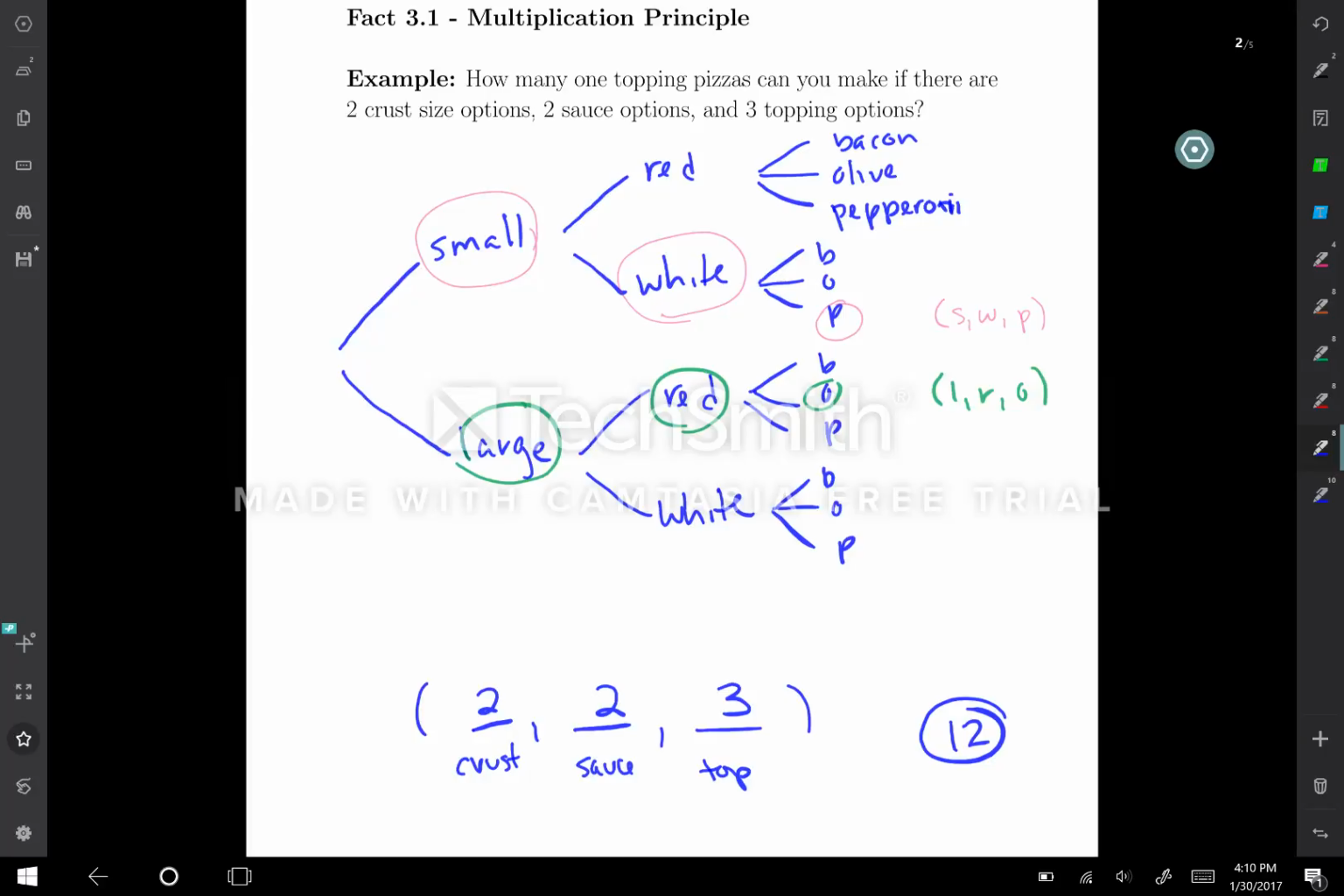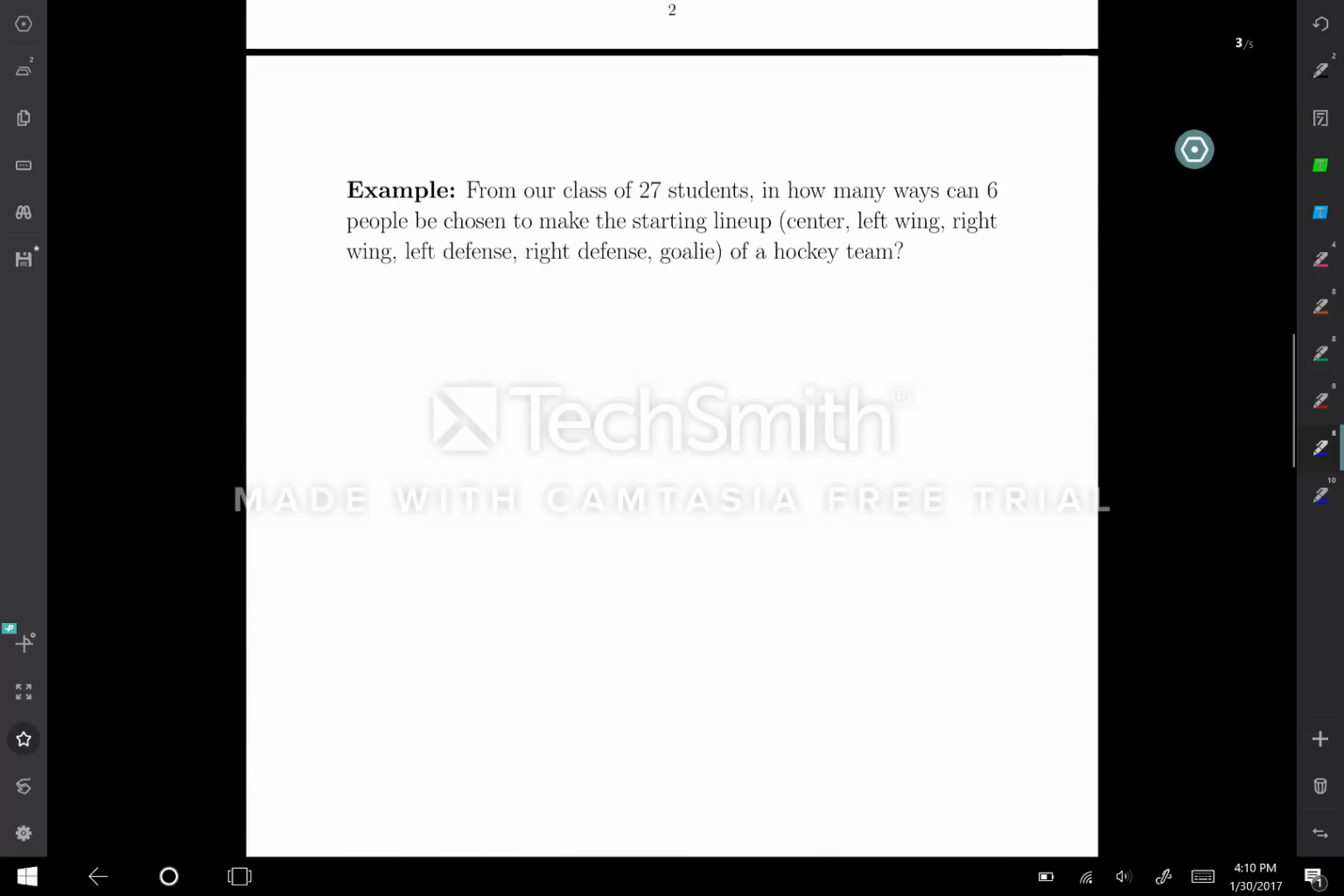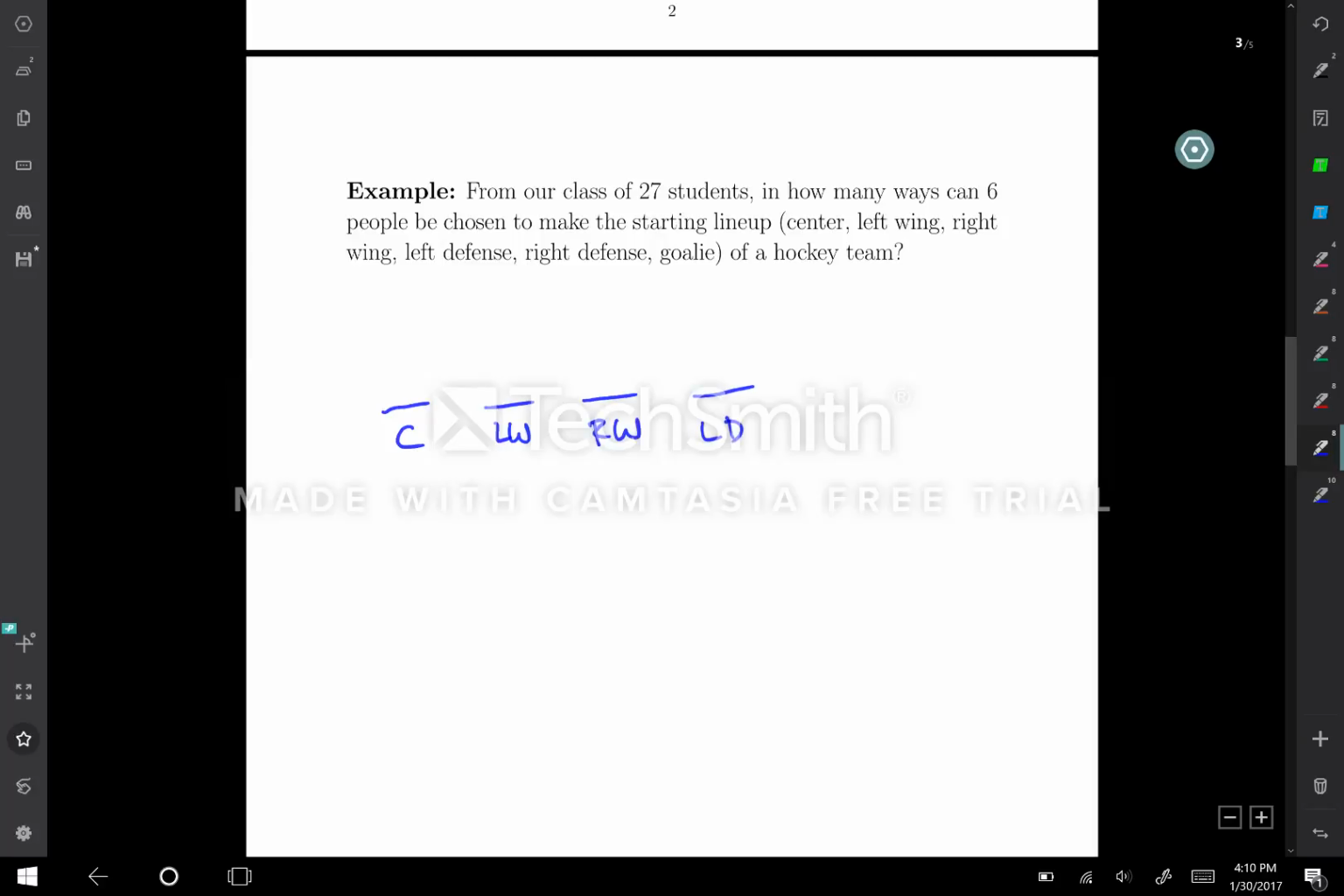So let's consider another example. From our class of 27 students, in how many ways can 6 people be chosen to make the starting lineup, which consists of center, left wing, right wing, left defense, right defense, and goalie of a hockey team? So in this case, our list would involve the center, the left wing, the right wing, the left defense, the right defense, and the goalie.